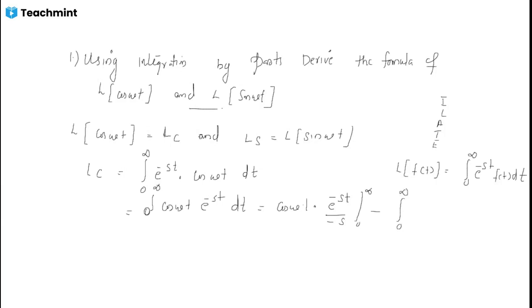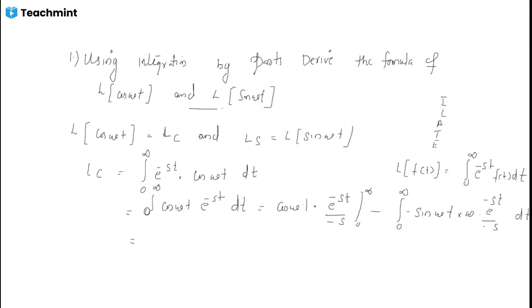derivative of first, cos omega t, derivative minus sin omega t into omega, into integral of second. What is integral of second? e raised to minus st by minus s into dt. Okay, that is equal to cos omega t. We can give the upper and lower limit. That is e raised to minus infinity, which is 0. So this term is 0.